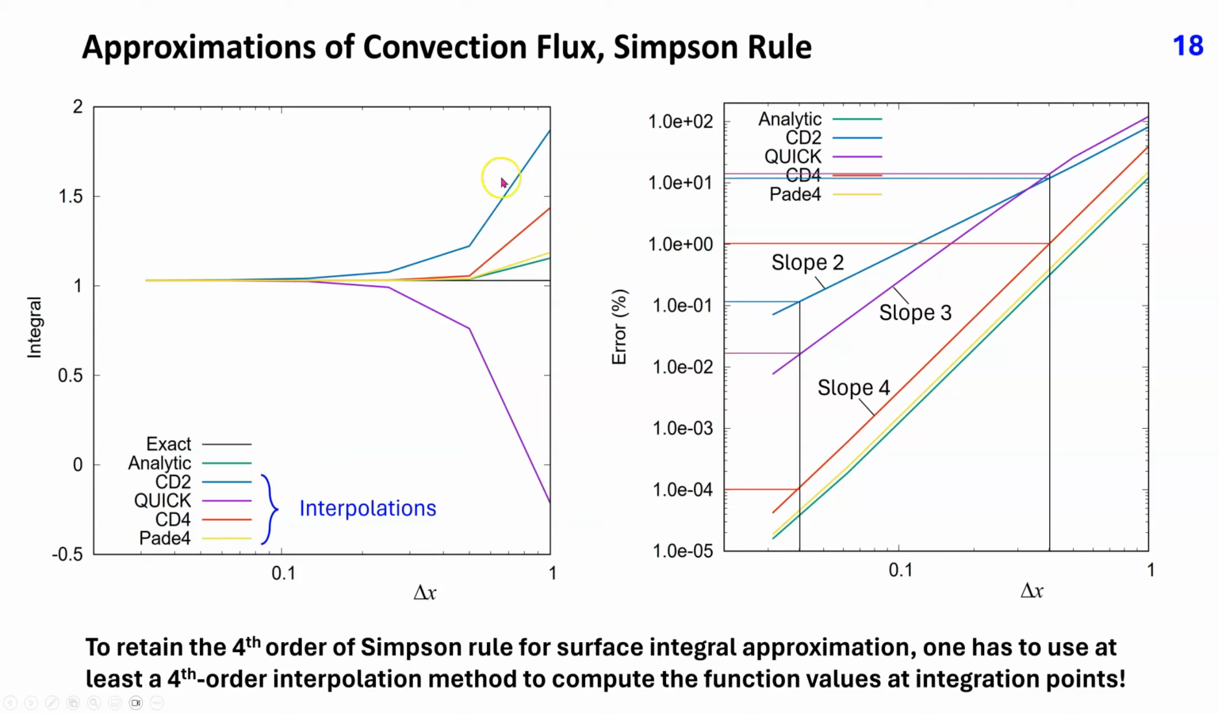We see that all approximations converge monotonically toward the exact value. QUICK approximation underestimates and all others overestimate the exact value on coarser grids. As expected, the error reduces 2 orders of magnitude when grid spacing reduces 1 order of magnitude if the second-order linear interpolation CD2 is used to compute the variable values at integration points. The fourth-order approximation of integral, the Simpson rule, with 3 integration points loses its accuracy if variable values in integration points are not obtained with at least fourth-order interpolation.